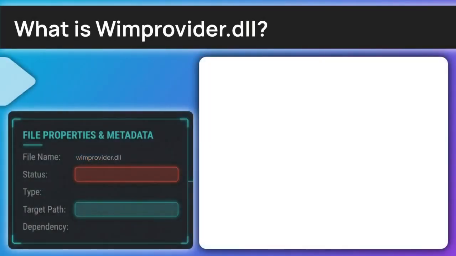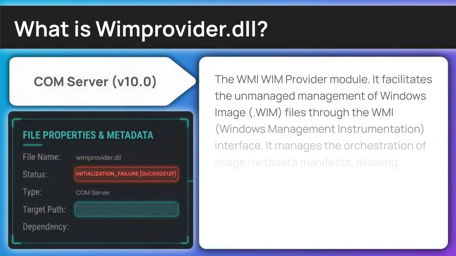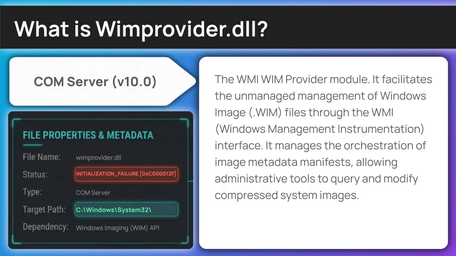This is the WIM Provider Library, the WMI WIM Provider module. It facilitates the unmanaged management of Windows image.wim files through the WMI, Windows Management Instrumentation, interface. It manages the orchestration of image metadata manifests, allowing administrative tools to query and modify compressed system images. Now that we've covered what the file does, let's jump into our first fix.